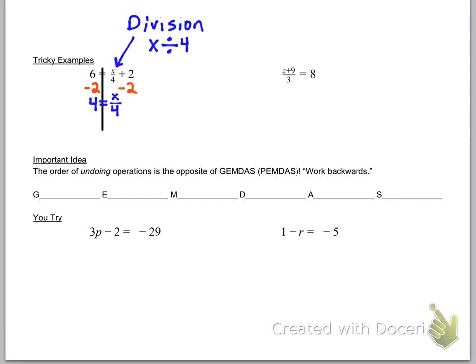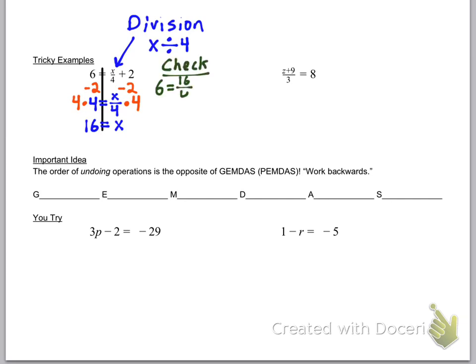And when I do that, I get 4 on the left equals x divided by 4, or x over 4. Now if that's division, the opposite of division is multiplication. So I'm going to multiply both sides by 4. And whatever you do to one side, you have to do to the other. So multiplying by 4 eliminates that 4. So we undid the division, so there's just an x on the right now. On the left, 4 times 4 is 16, so I got my answer, x equals 16.